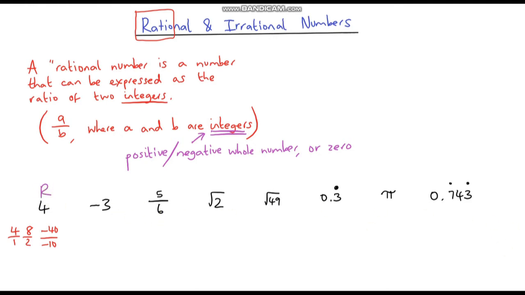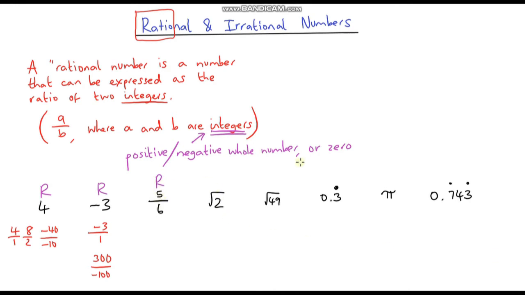Okay, if we look at negative 3, again, we can express this as the ratio of 2 integers. We could say that negative 3 is the same as negative 3 over 1. Or we could say 300 over negative 100. Both of these will give us a value of negative 3. So negative 3 is also a rational number. And in fact, there are an infinite number of ways that we can express a rational number. So this one here, 5/6, well, that is also clearly a rational number, and it's already expressed as the ratio of 2 integers.